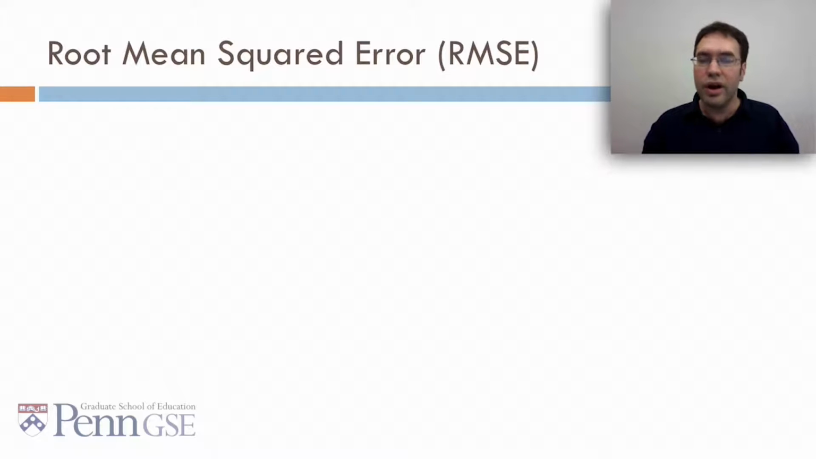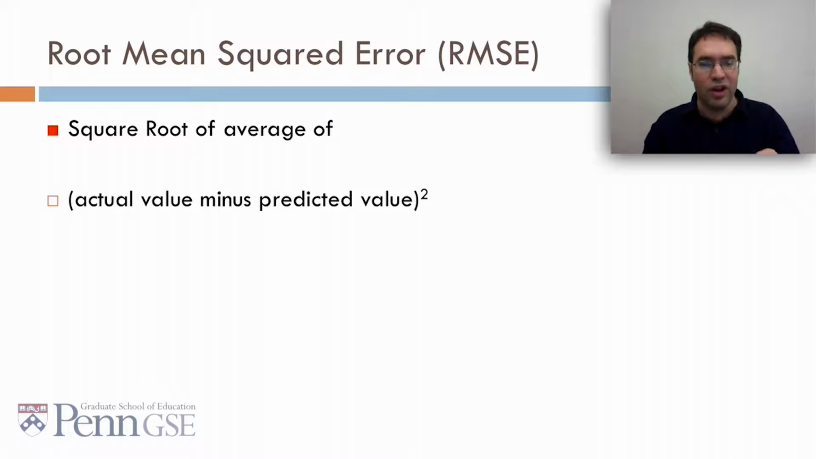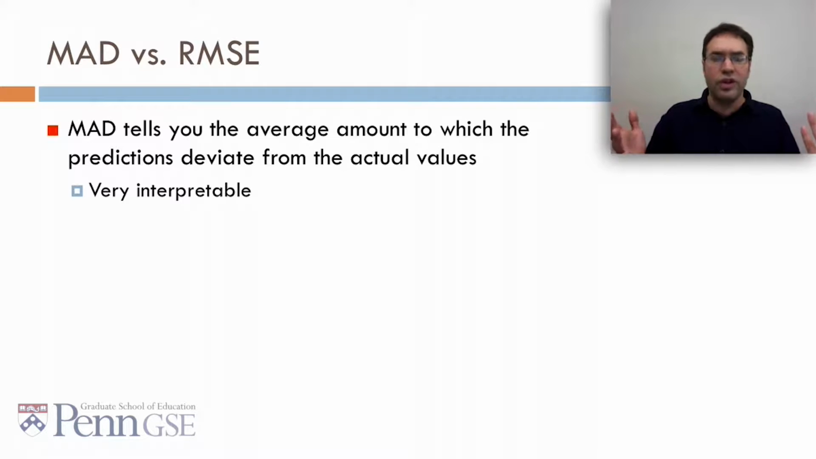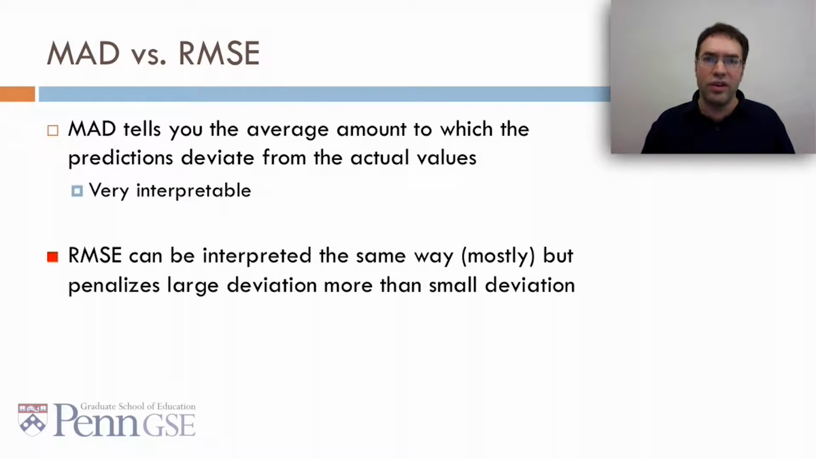The root mean squared error is a close cousin, and what that is, it's the square root of the average of the actual value minus the predicted value squared. So it's very similar to mean absolute deviation, but for larger deviations, it treats it like a bigger deal. So mean absolute deviation versus root mean squared error. Mean absolute deviation tells you the average amount to which the predictions deviate from the actual values. Very interpretable. Root mean squared error is mostly the same, but it penalizes large deviations more than small deviations.